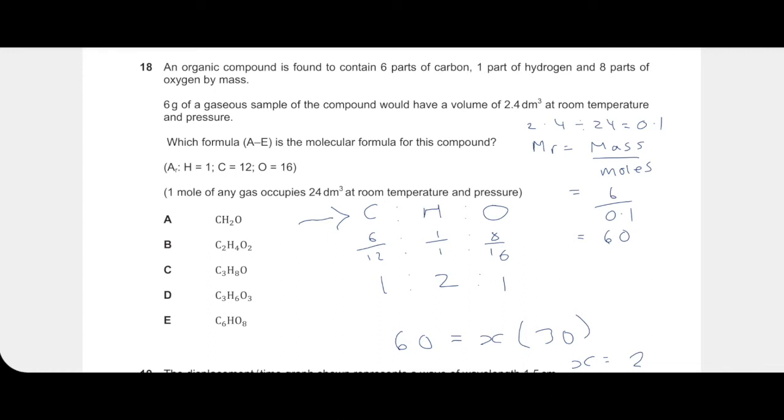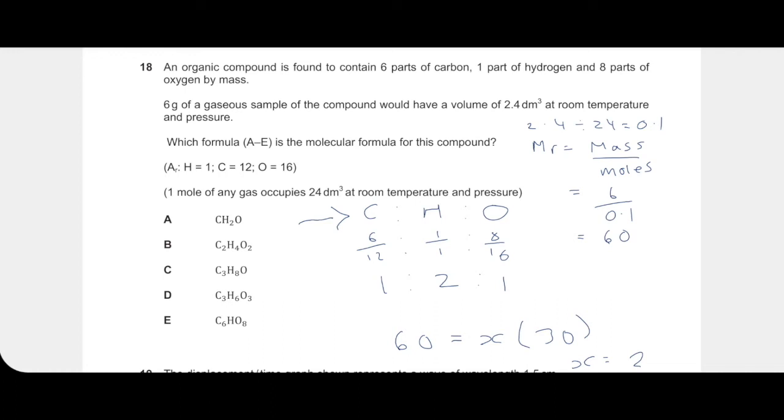Step number 2 is working out the MR of this compound. We know what the mass is of this compound. We could work out the number of moles that this compound is based off the information given in the question, and we'll be able to work out the MR.